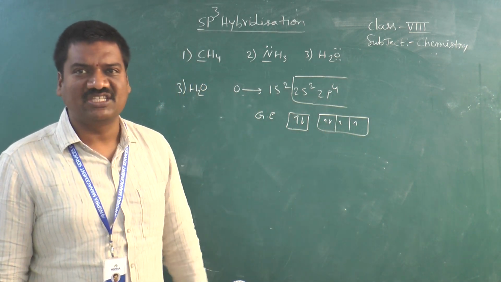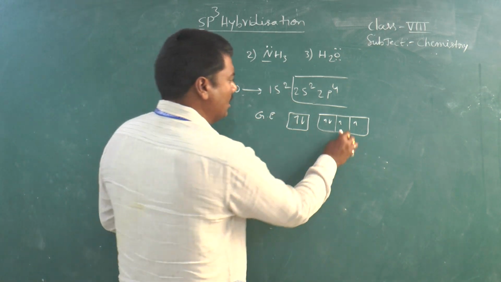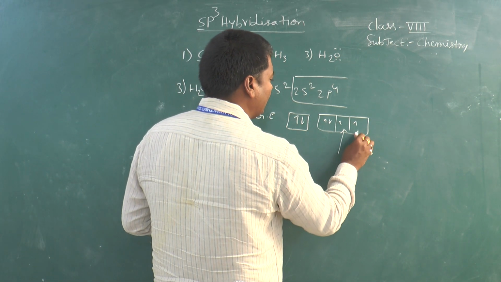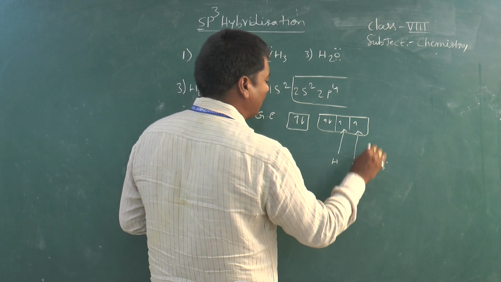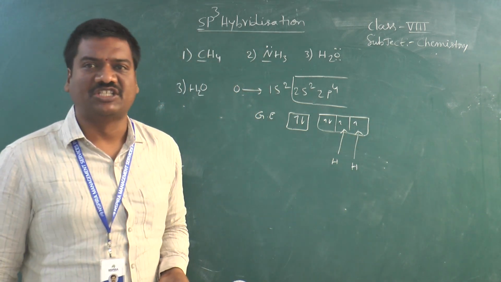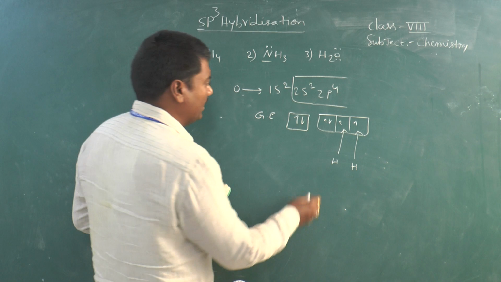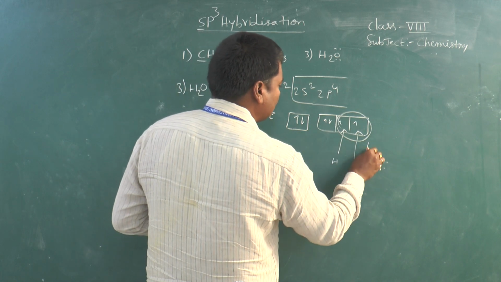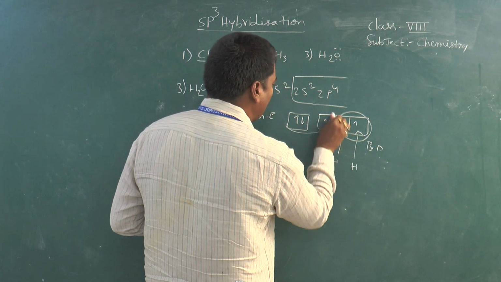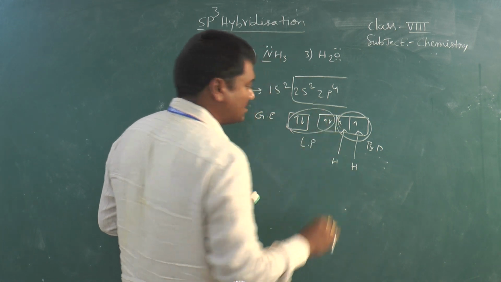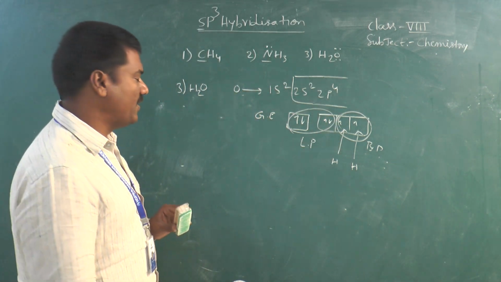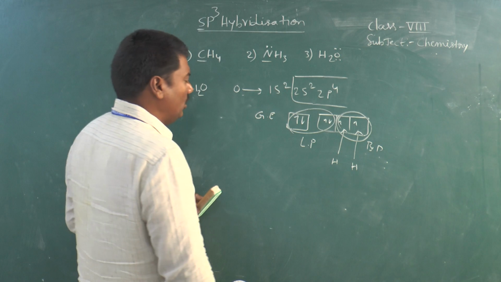In the formation of the water molecule, there are 2 hydrogens, right? Each hydrogen atom gives 1 electron for bond formation. Then 8 electrons means octet stability will be there. Now these 2 are bond pairs. What about the remaining 2? These 2 are lone pairs of electrons, which do not participate in the bond formation. We take them as lone pairs of electrons.